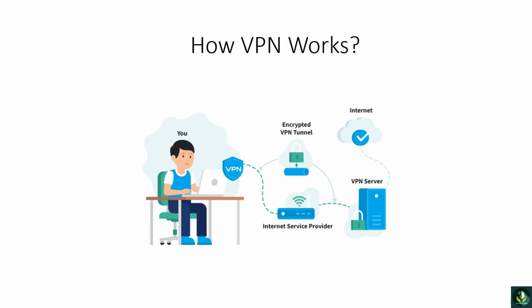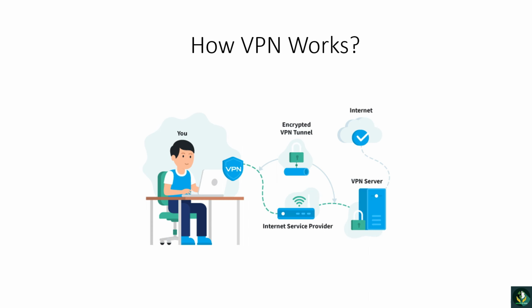So how does a VPN work? Connecting to a VPN is generally quite simple. After subscribing to a VPN provider, you download and install the VPN software. Then you select a server you want to connect to, and the VPN will do the rest of the things for you. You don't have to do anything.